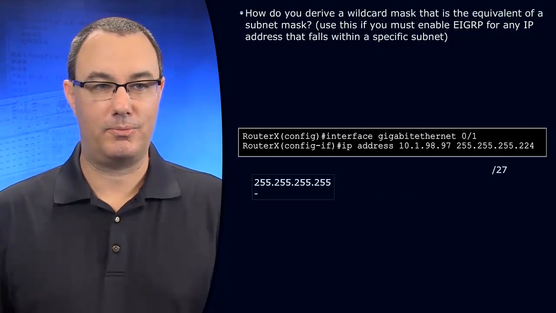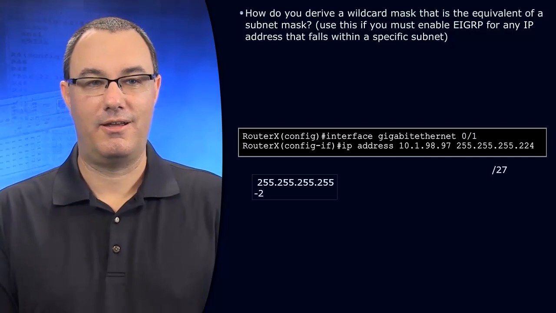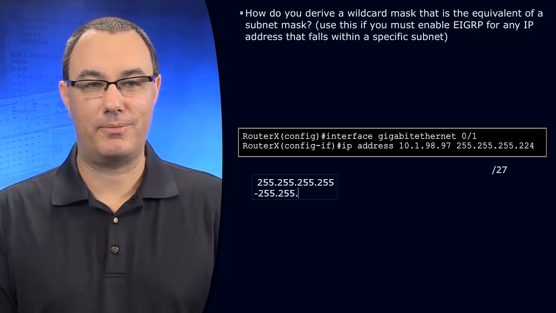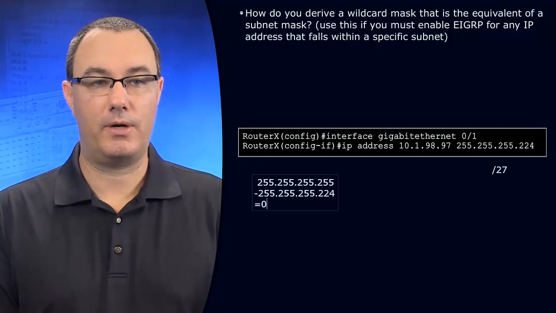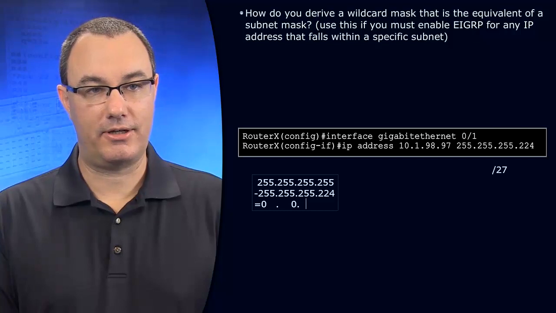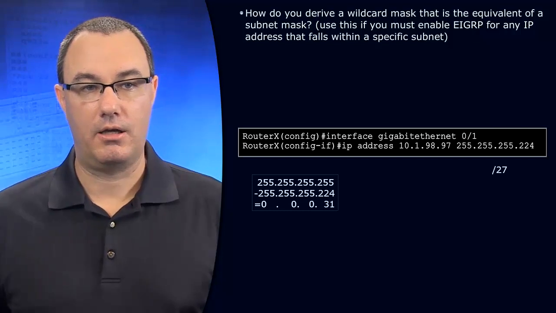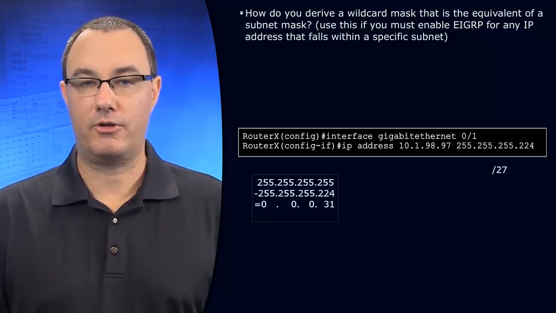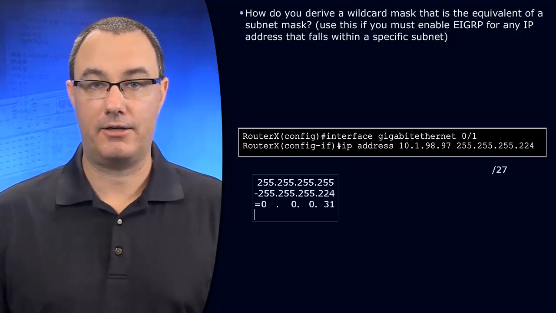You might have seen me do this before. But what you do is you subtract your subnet mask from all 255s, and that gives you your wildcard mask. I'm going to give you every technique that I possibly can. That would be your wildcard mask for a subnet mask like this guy.